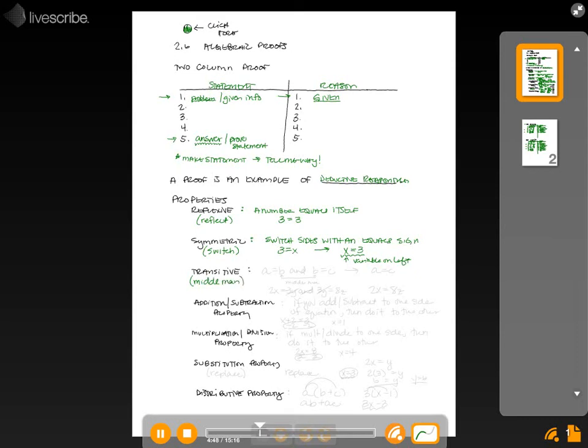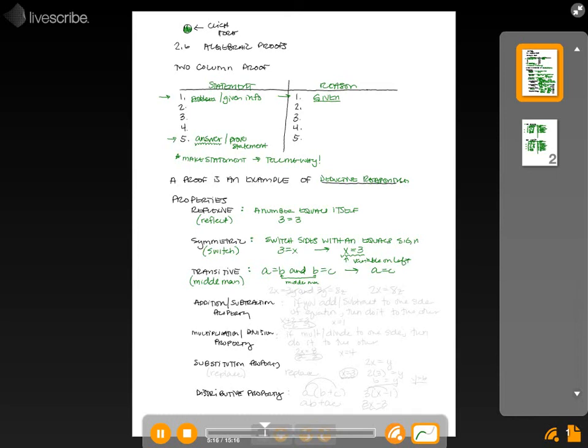The transitive property says if I know that a number A equals B and I know that B equals C, then I can just get rid of these two in the middle. That's where I get the middleman, because it's the same on both. And I can just say A equals C. I can cut out the middle part and just go to the two ends.